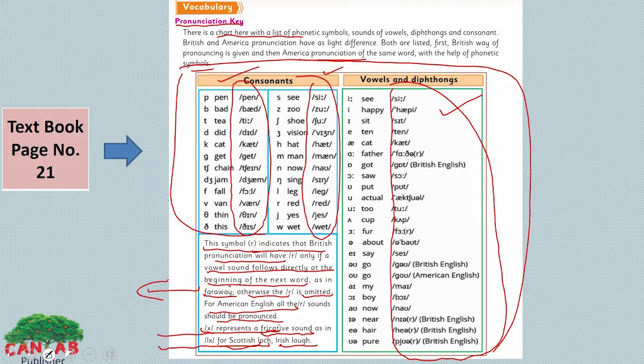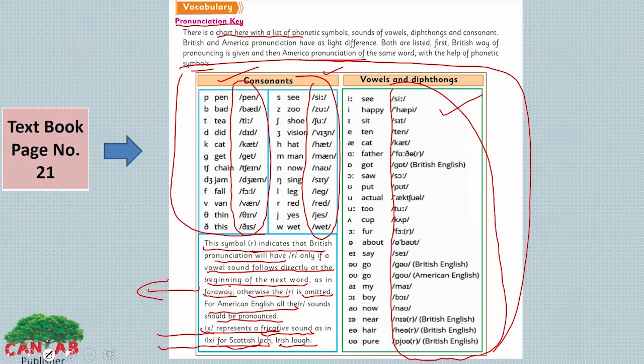But always remember that if a vowel sound follows directly at the beginning of the next word, as in far away, the R is pronounced, otherwise the R is omitted. Let me show you a video, you can have a very good idea of it then. Now dear student, you have watched the video, now you have a very good idea of the sound of R and omitted R in these sentences.